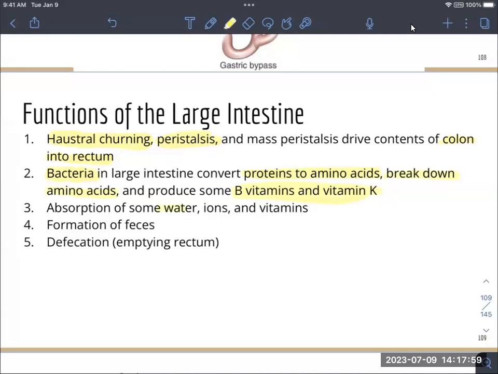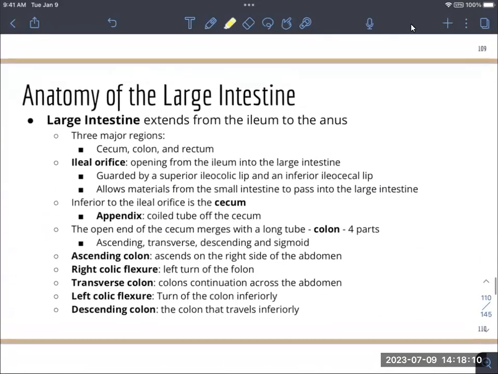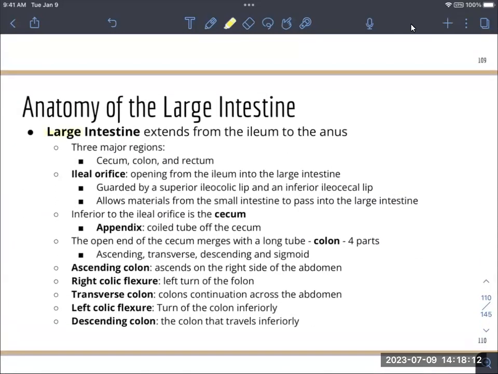We absorb water, ions, and vitamins. We form feces, and this is where defecation occurs at the end of that large intestine at the rectum. So our large intestine, it is everything from the ileum to the anus. So we have our cecum, the colon, and the rectum.